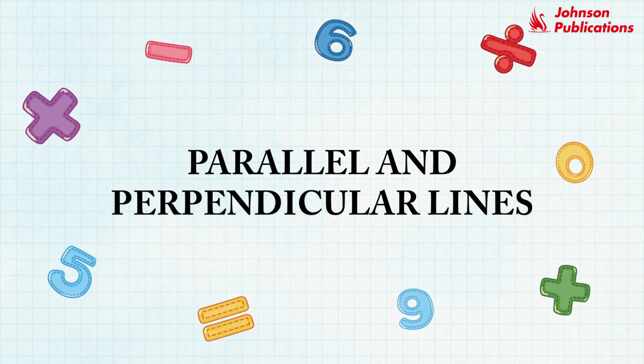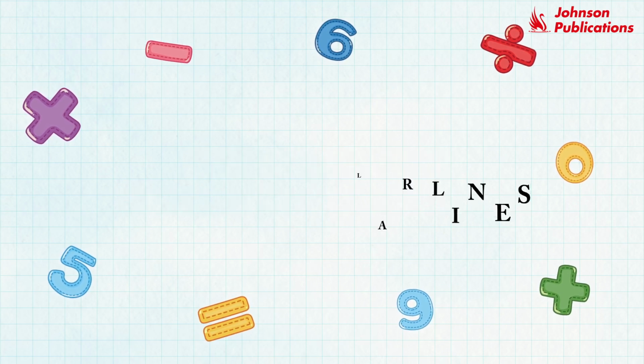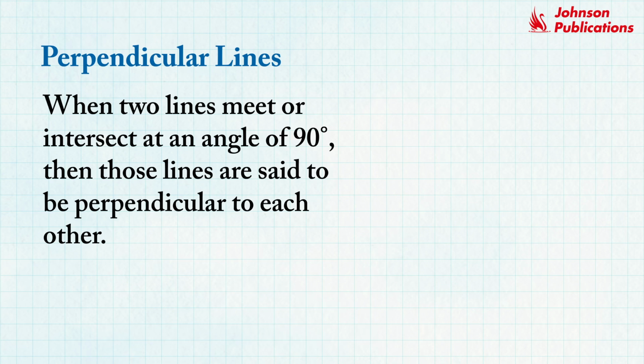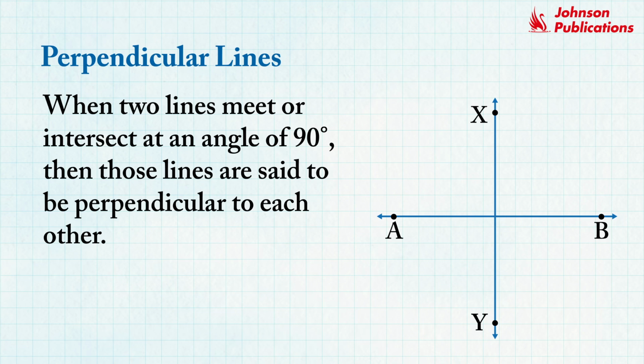Parallel and perpendicular lines. Perpendicular lines: when two lines meet or intersect at an angle of 90 degrees, then those lines are said to be perpendicular to each other. For example, two lines AB and XY are intersecting at a point and making an angle of 90 degrees.